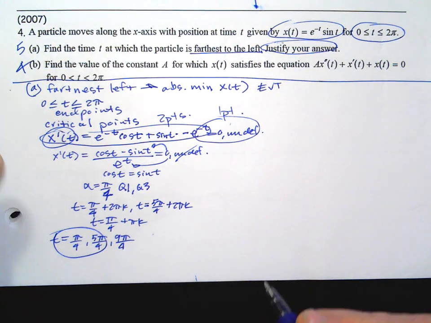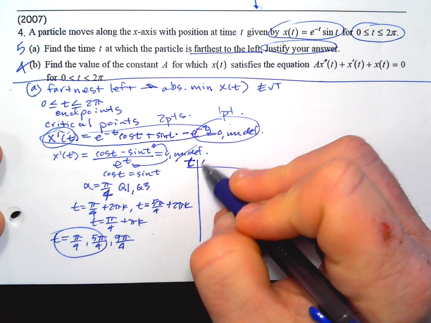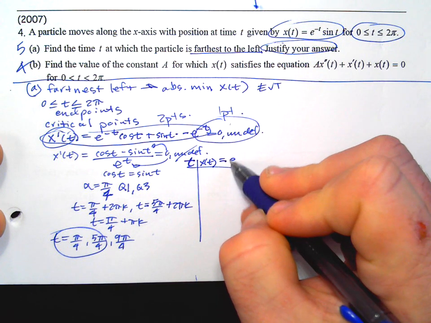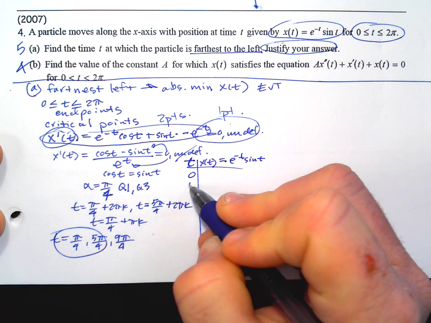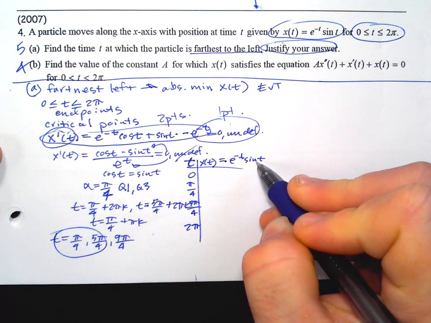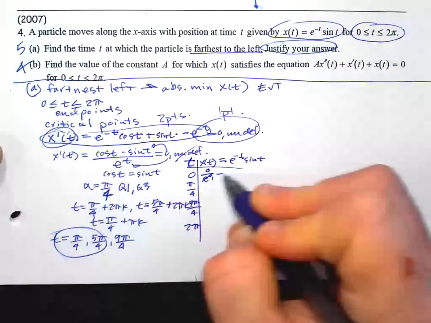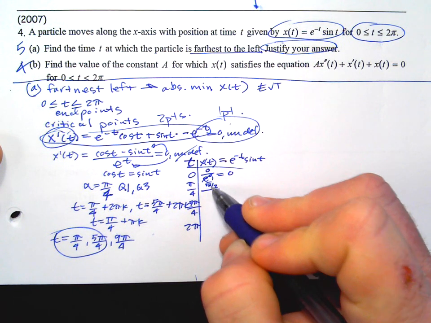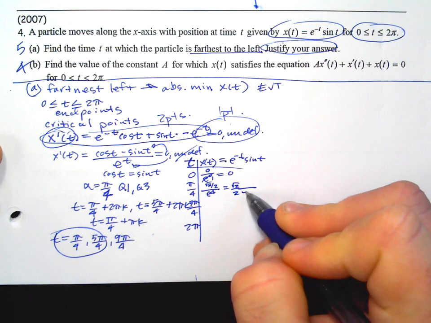Okay? So then we're going to make a table. Time. We're going to plug them into x, the thing we're trying to minimize. I'm going to write the x equation down, e to the negative t sine t. I'm going to put the endpoints and the critical points. And I'm going to plug them each in here. So sine of 0 is 0 over e to the 0 is 1, but that's 0. Sine of pi over 4 is root 2 over 2 over e to the pi over 4. So that's root 2 over 2 times e to the pi over 4.